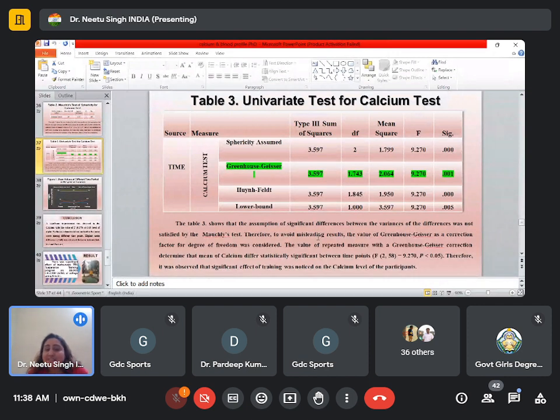Therefore, to avoid misleading results, the Greenhouse-Geisser value was considered as a correction factor for the degrees of freedom. The repeated measures test with Greenhouse-Geisser correction determined that the mean of calcium differs statistically significantly between time points, F(2, 58) = 9.270, p < 0.05, and therefore a significant effect of training was noticed on the calcium level of the participants.